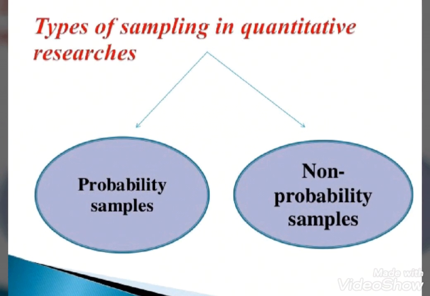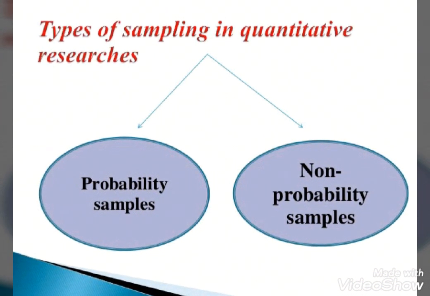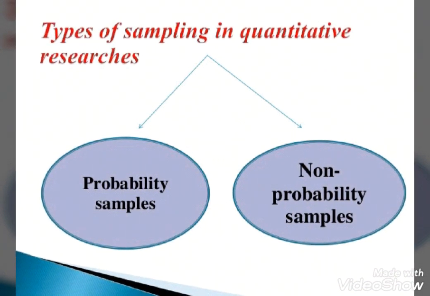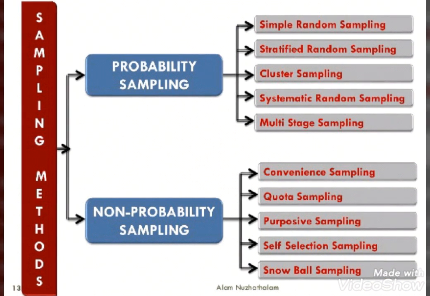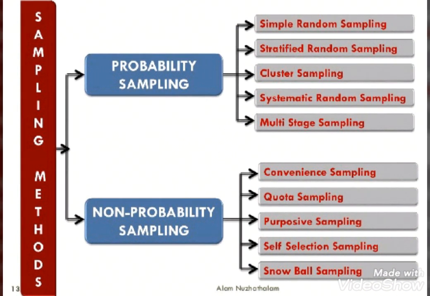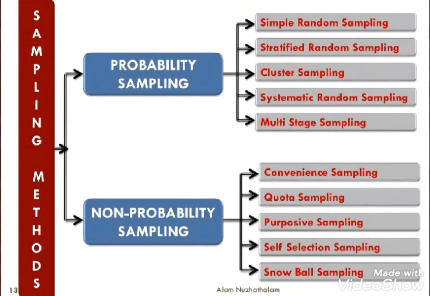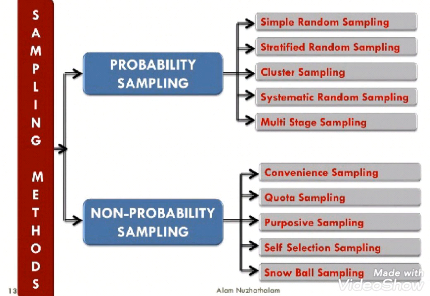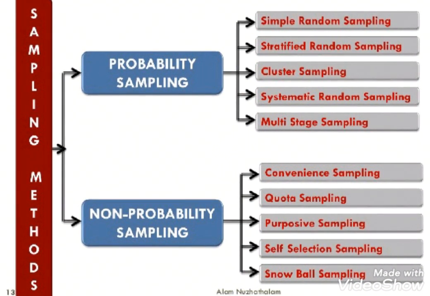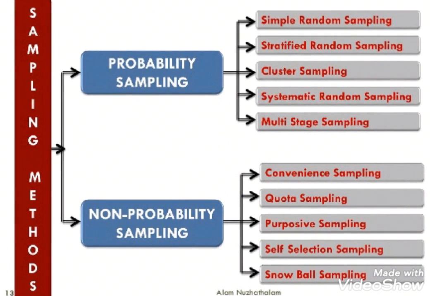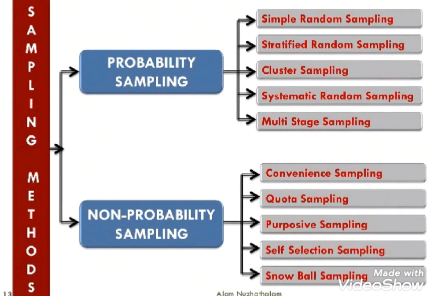So there are mainly two types: probability samples and non-probability samples. Each is divided into 5 subtypes. Probability samples are divided into simple random sampling, stratified random sampling, cluster random sampling, systematic random sampling, and multi-stage sampling. Then non-probability sampling is divided into convenience sampling, quota sampling, purposive sampling, self-selection sampling, and snowball sampling.